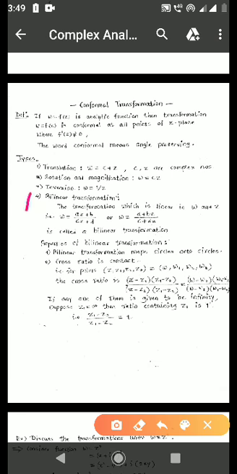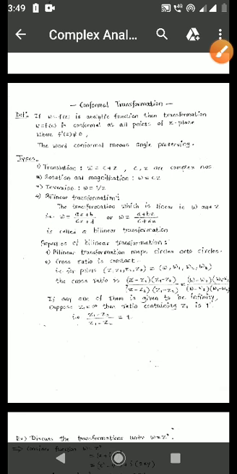This last point, bilinear transformation, is very important. It says the transformation which is linear in two variables, w and z, is called a bilinear transformation, and it is defined as w equal to az plus b upon cz plus d, or w equal to a plus bz upon c plus dz. So this is called a bilinear transformation.